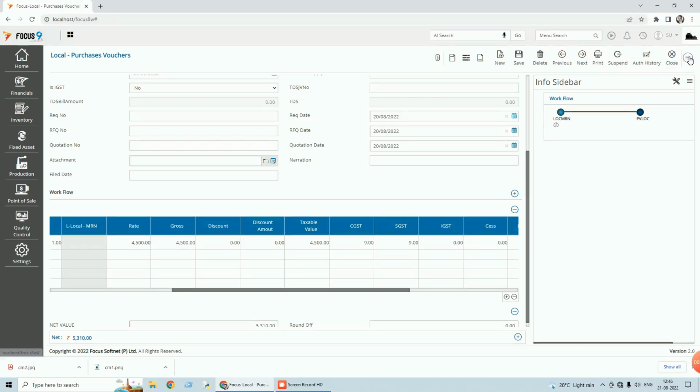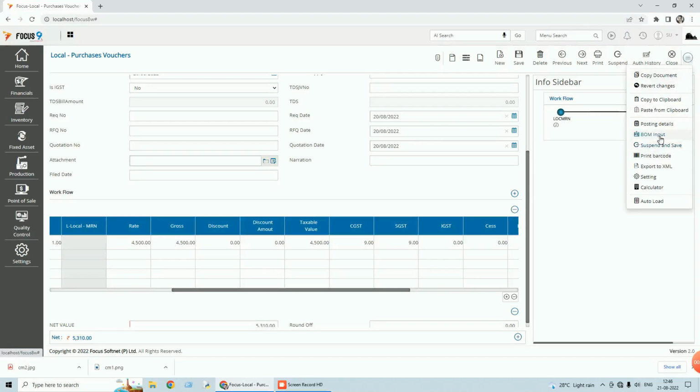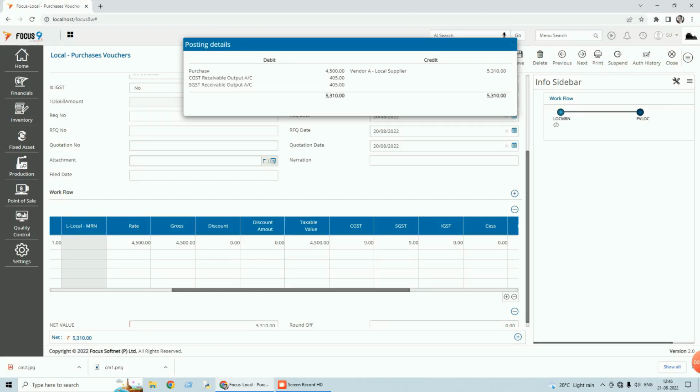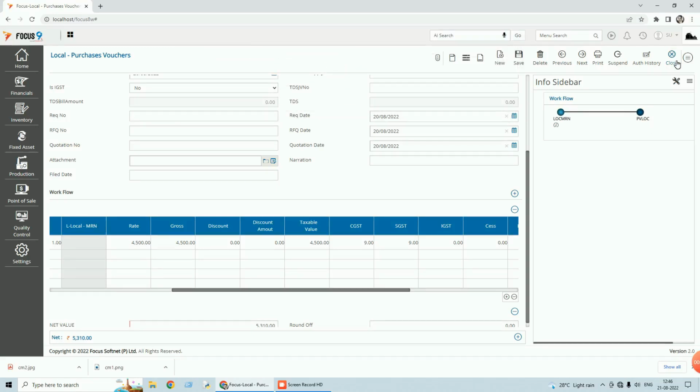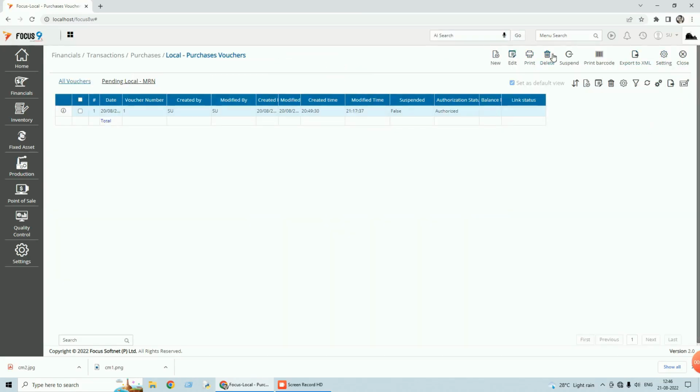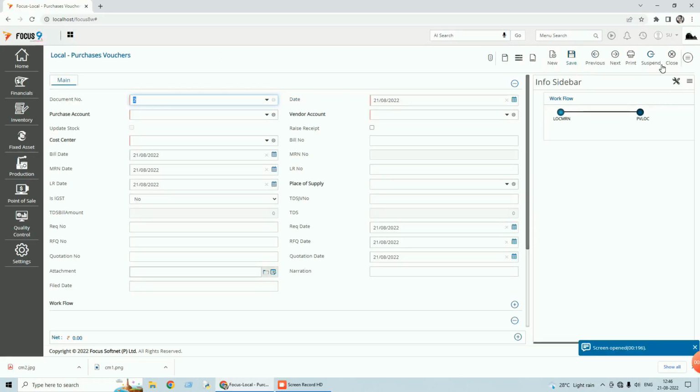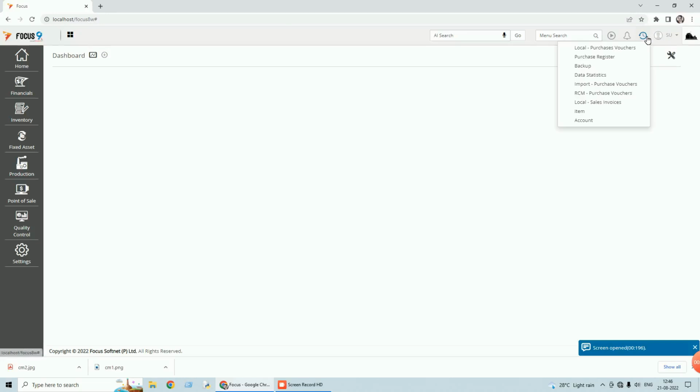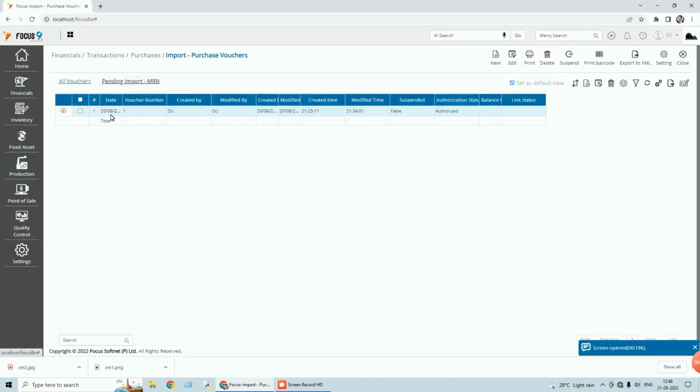Now if I go and see the posting details on the right hand side, you see my purchase account is debited, my vendor account is credited, and CGST receivable output and SGST receivable output, both accounts are debited. This is the account posting. This is one posting. Now I will go to another posting, which is my import purchase voucher.